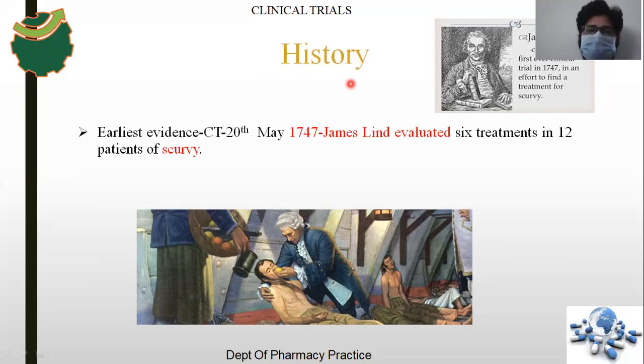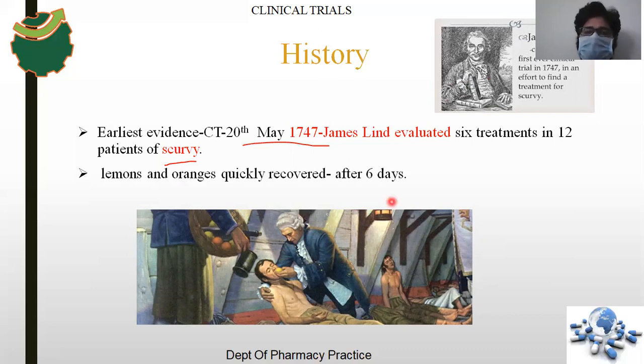If you look in history, this is the earliest evidence of clinical trials. On 20th May 1747, James Lind, what did he do? At that time, there was no standard treatment for scurvy. So being a scientist and a doctor, James Lind took the people affected with scurvy on a ship and divided them into two groups.